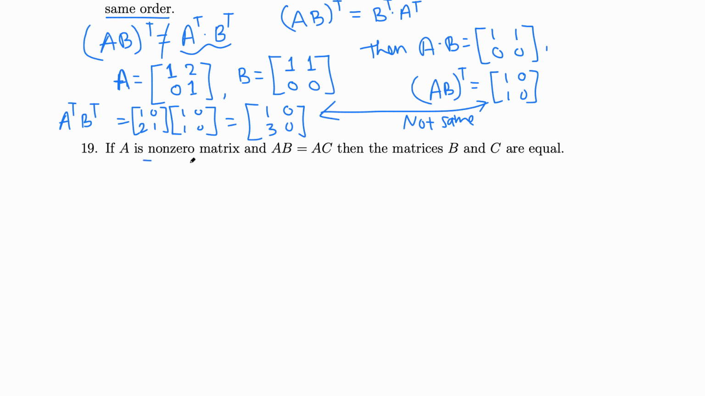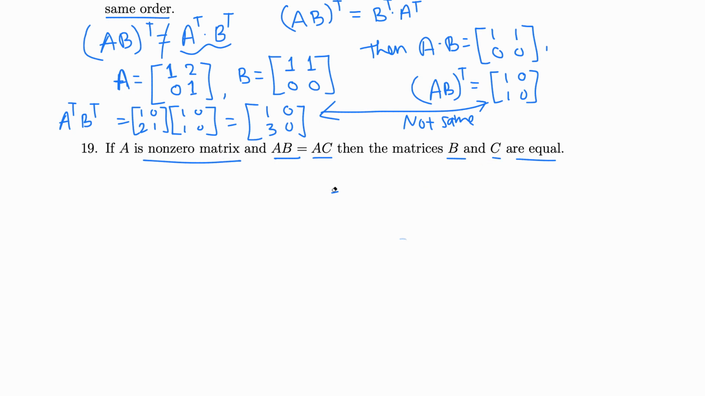19. If A is a non-zero matrix and AB equals AC, then the matrices B and C are equal. What do we think? AB equals AC, we multiply by A inverse, then this will be identity matrix. This is identity matrix, so we get B equals C. I mean, that's true if and only if A has an inverse. But if A is a singular matrix, not an invertible matrix, then we cannot multiply by A inverse. So that's why this is false in general. This is true if A is a non-zero invertible matrix.